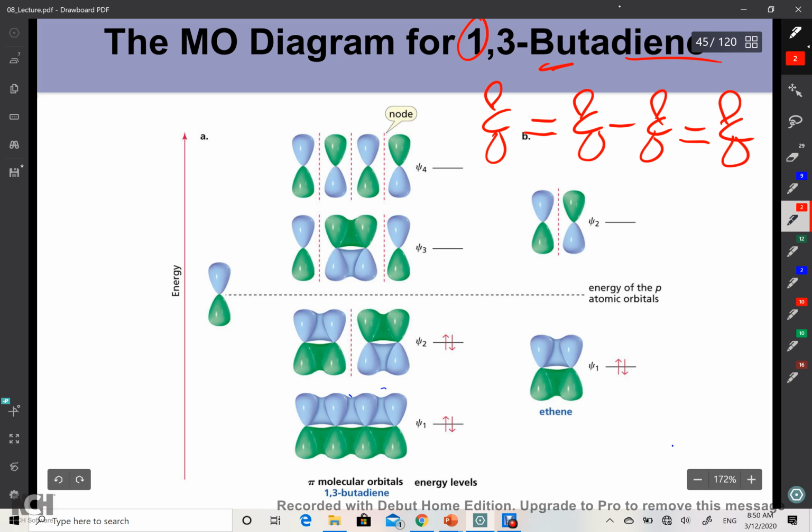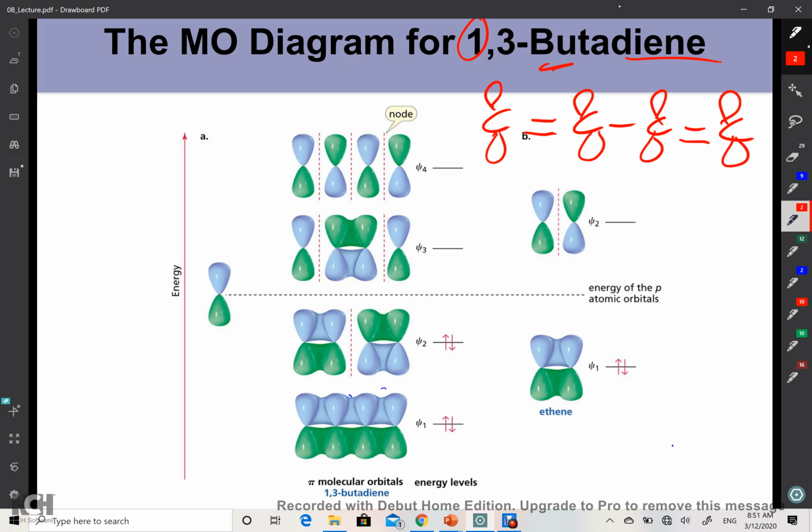Now, how many pi electrons are involved in this system? There are 4 pi electrons. Does that make sense? There are 4 pi electrons because I have 2 double bonds, and each double bond will only have 2 pi electrons. So I have a total of 4 pi electrons.